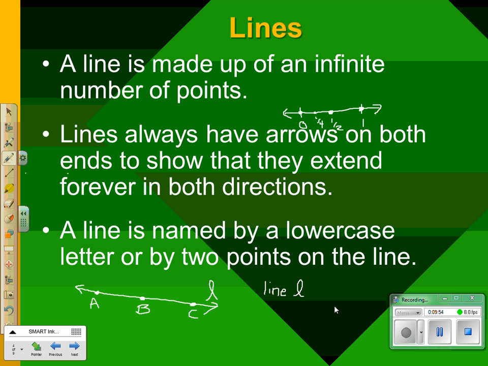Do I have a choice there? How many points did I give you? 3. So I can choose any 2 of those in any order and name it that way. So what 2 do you want to use first? Okay, so I could go AB, and then my symbol for a line is, imagine this, a line. So I put capital A, capital B, and then over the top of those, I draw a line. Because it's a line, what did I make sure to put on the ends?